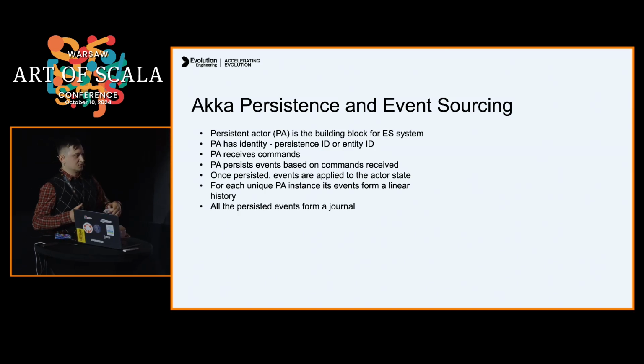Basically, when you build your application on top of that, you need to structure it in families of persistent state machines. What's also important for later in the talk is that actors produce events. For each persistent actor, events form a linear history. And all the events saved for a family of actors, let's call them a journal.